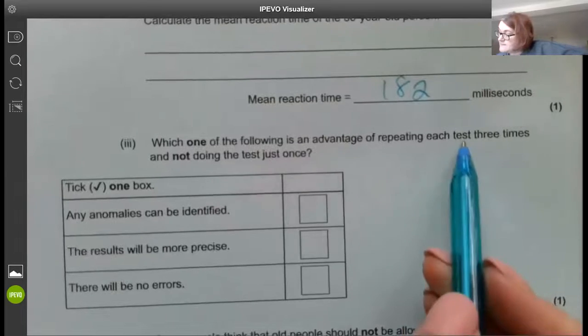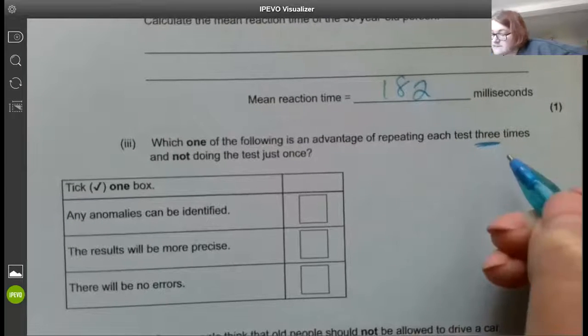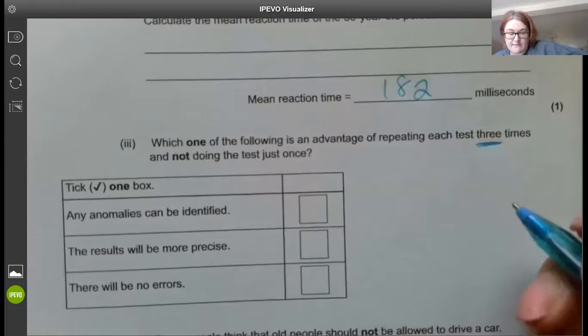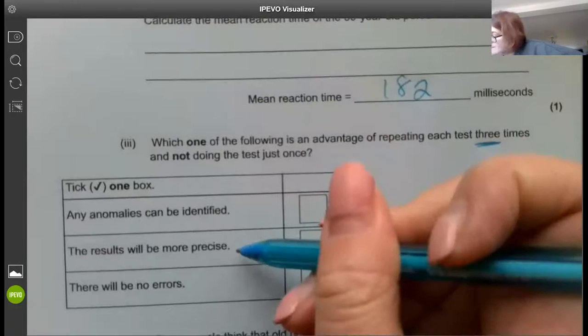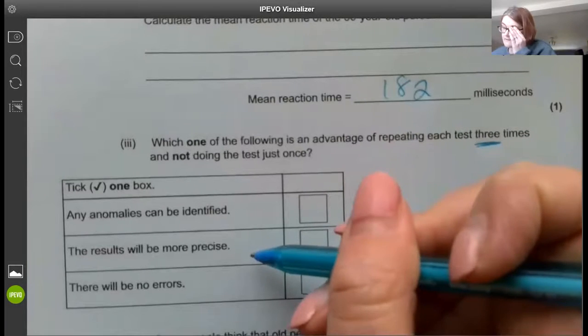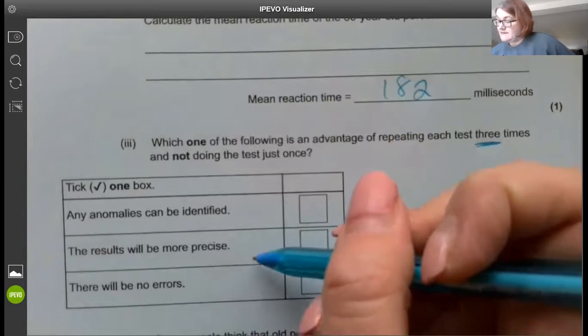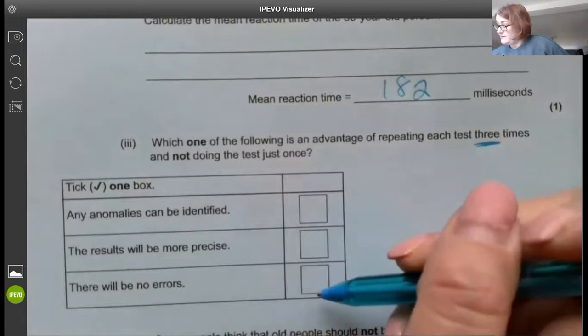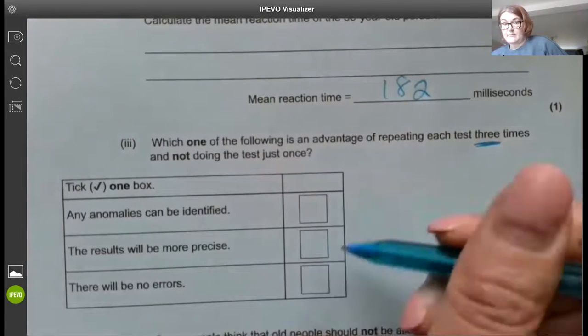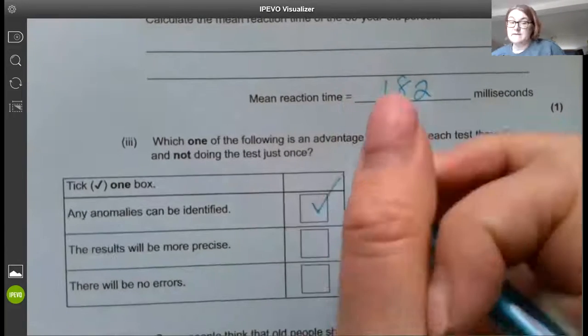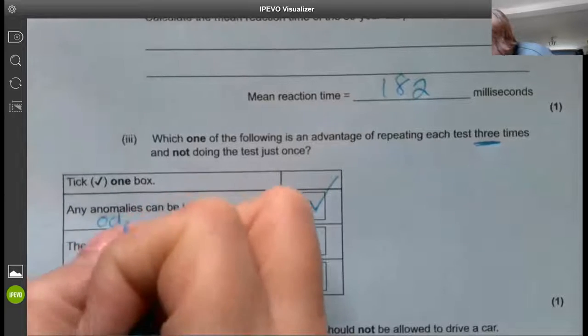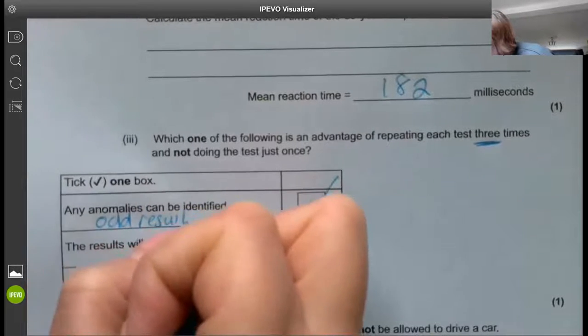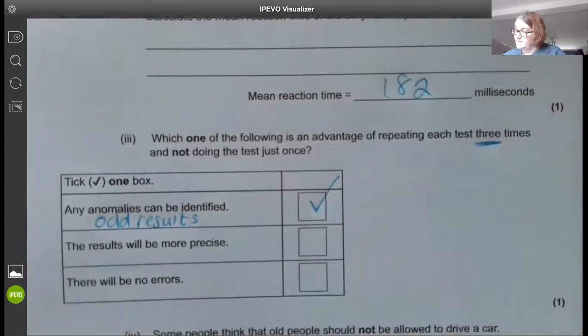They repeated it 3 times, so they did their practical 3 times. What would be the advantage of it? Now, it doesn't make it more precise. They haven't used any better equipment. They're still measuring it to milliseconds, so that's not the answer. It doesn't mean that there's not going to be errors, because mistakes could still happen. But what it does mean is that any anomalies or odd results could be identified.